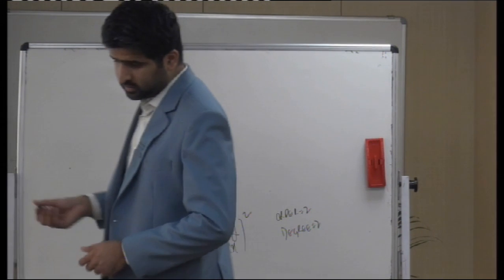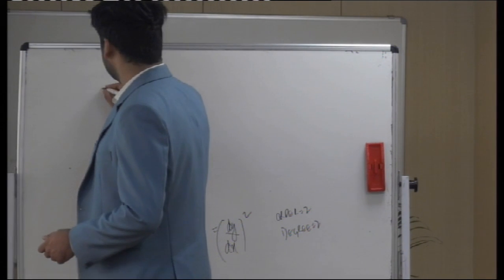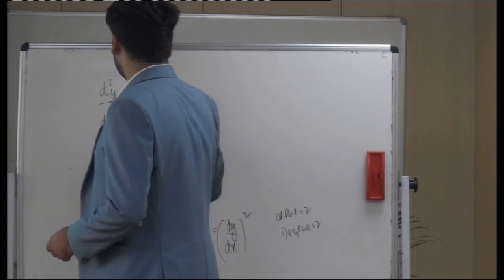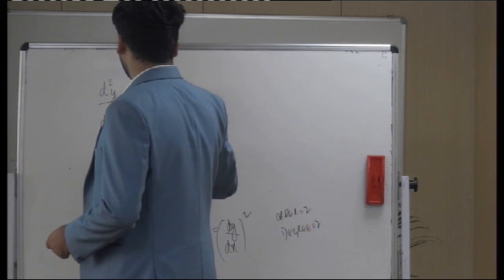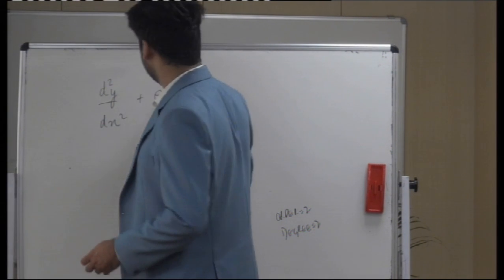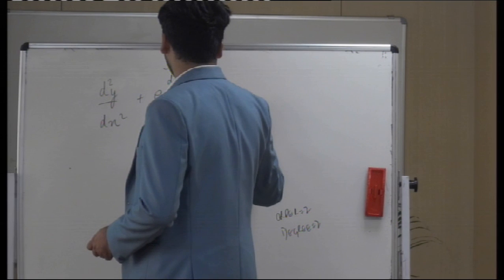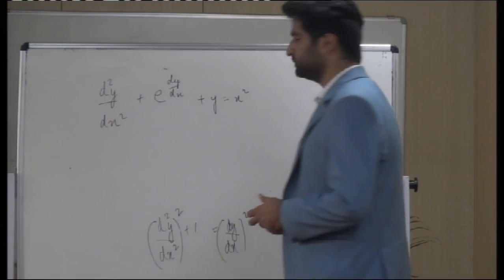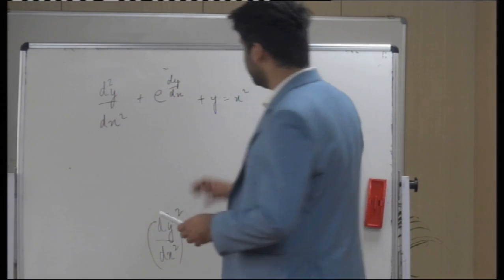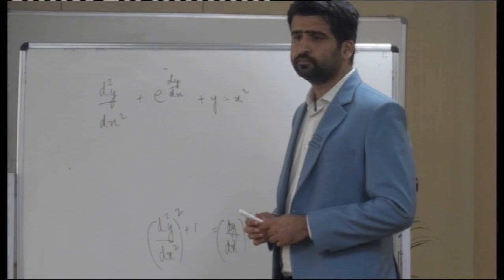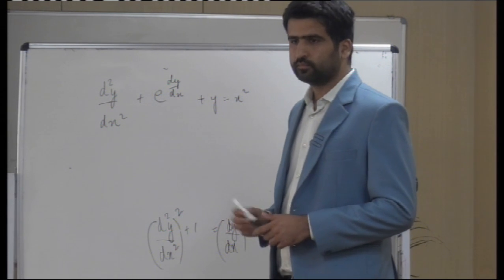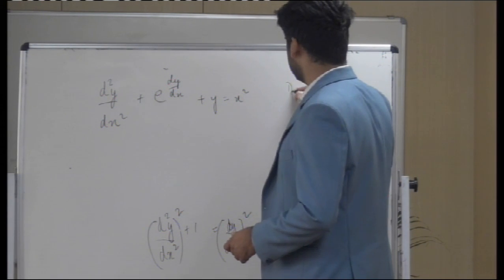Next is d2y upon dx2 plus e to the power dy upon dx plus y is equal to x square. So can we tell what is the degree of this equation? No, because this is a transcendental function, right? So degree of this function is not applicable.